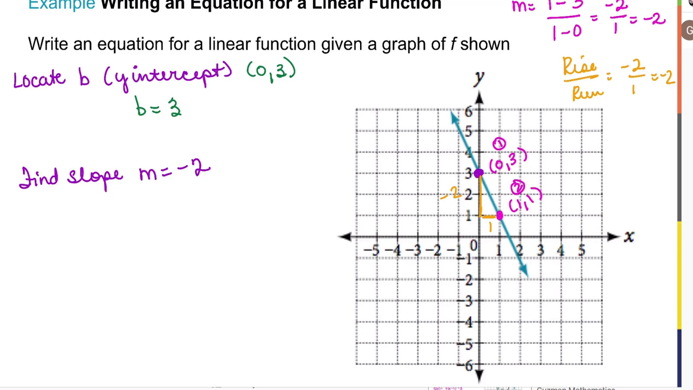So now we know enough to write our equation in slope-intercept form. We needed these two things, slope and y-intercept, and now we know them. f(x) is equal to negative 2x plus b, and b is 3. So just fill in the m and the b, and you have your linear function.